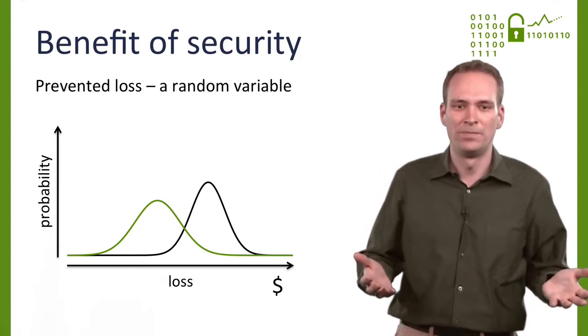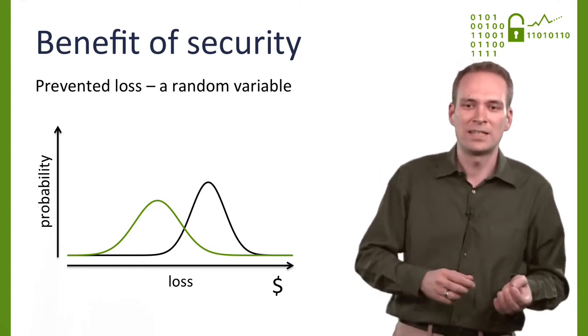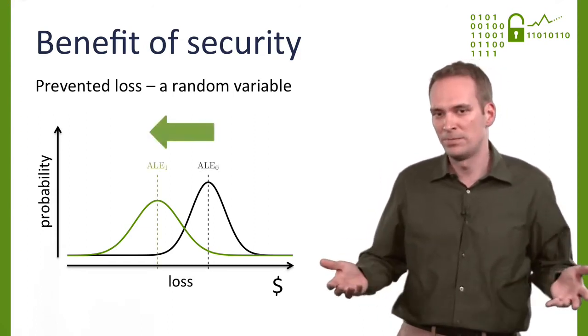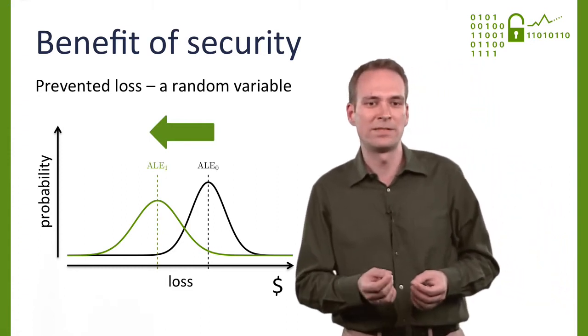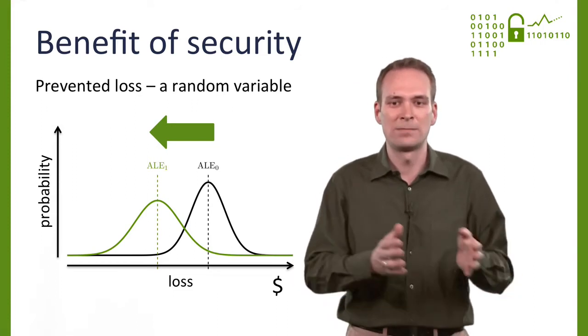Distributions are hard to compare, so we project them to scalars, looking at moments, for example, the mean. This leads us to a definition of security benefits as the expected prevented loss.